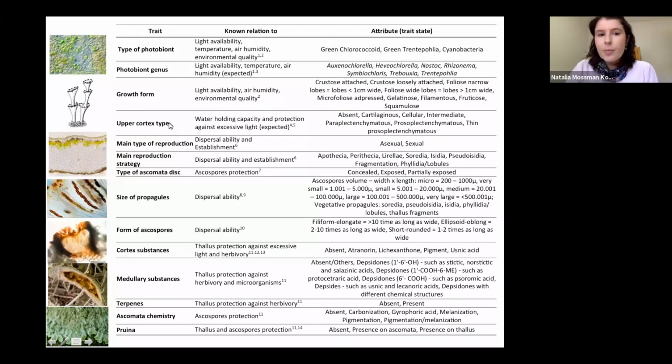We also had the upper cortex type, the main type of reproduction, the main reproduction strategy, the type of ascomata disc, the size of propagules, the form of ascospores, the cortex substances, medullary substances, terpenes that are an important class of medullary substances, ascomata chemistry, and farina.